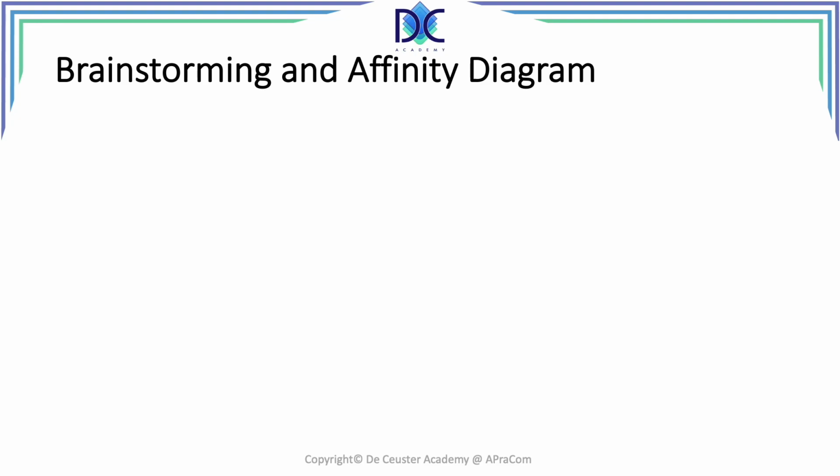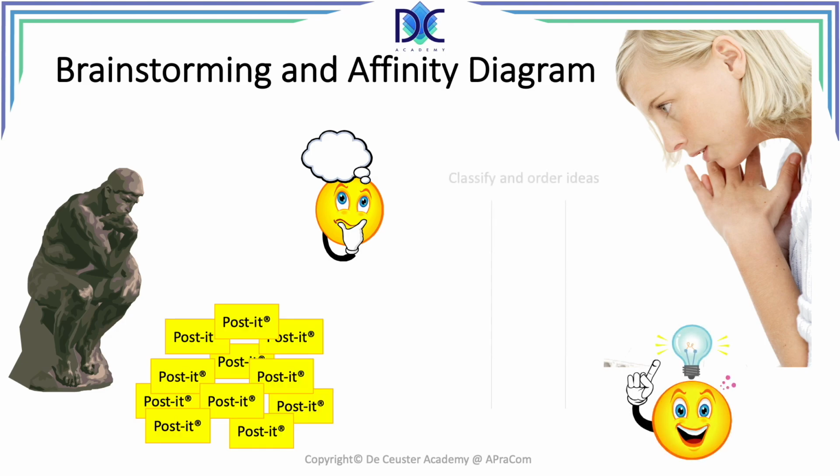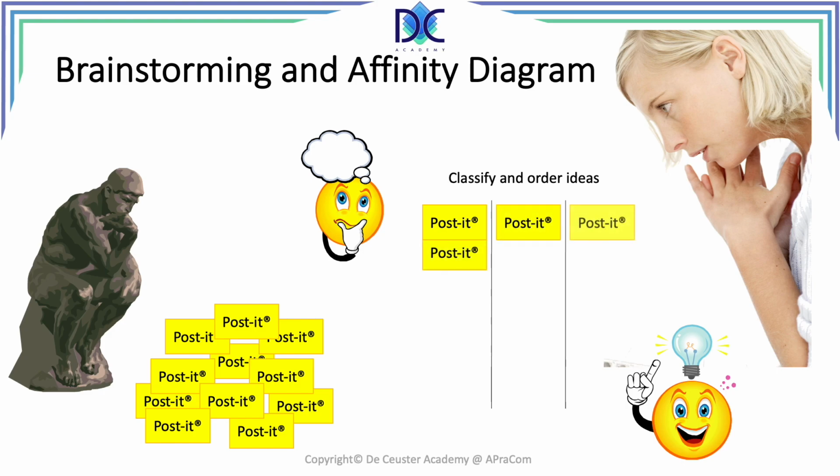The first one I wanted to talk about is brainstorming and the affinity diagram. We're thinking about certain elements. You see the famous statue of Rodin, the thinker, and we're thinking what are the different elements that we have. So we have a list of post-its that we can use, and those post-its in fact gather ideas, things that we think about, why there is a risk, what could be a risk. And once we have a list of possible risks, we can classify and order the ideas. So basically we're putting all those ideas in different categories.